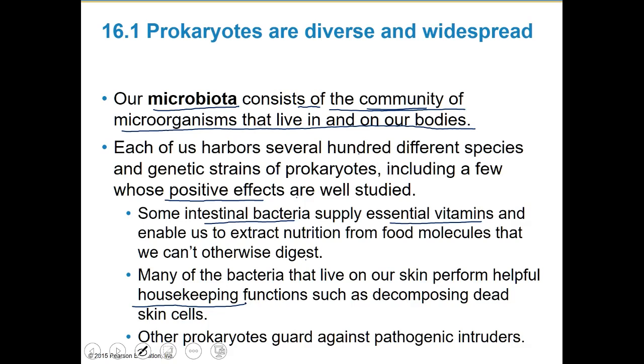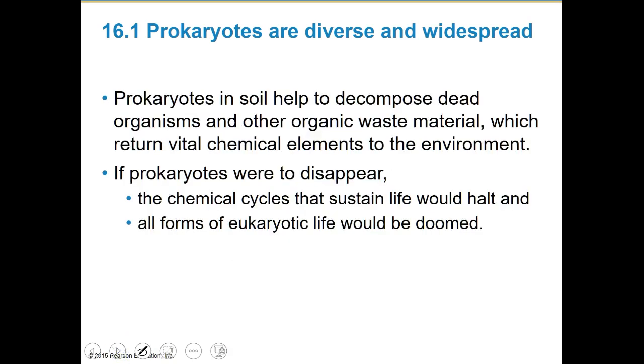Other prokaryotes guard against pathogenic intruders. So that's the whole point, is that they're little guards. If something else tries to get in close to your body, it's like, no, this is my space. Fight, fight, fight. And then you don't have it. Maybe not quite that dramatic, but I like to imagine it. Little prokaryotes fighting each other.